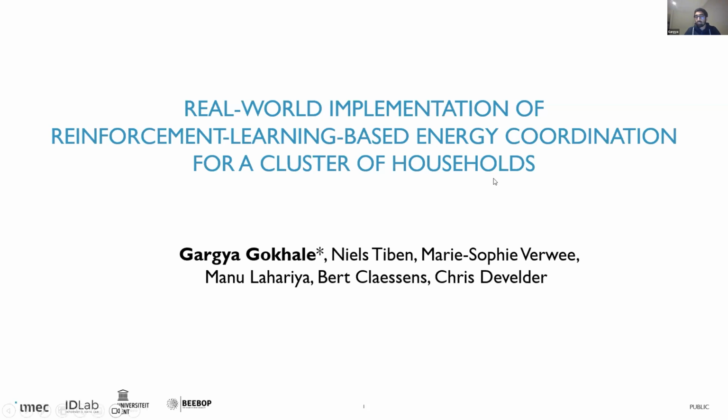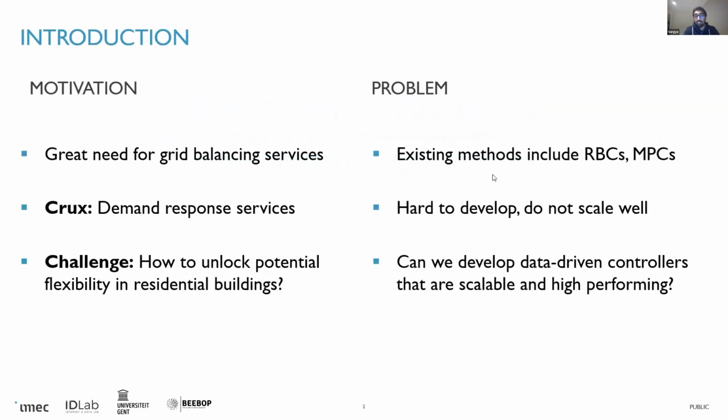Going with the keynote speaker, in this work we did some work on real-world deployment of a reinforcement learning-based control strategy over a group of residential buildings, and that's what I'm going to present today. To lay the foundations a bit, we want to see more demand response services coming into the picture, more importantly because of the need for balancing services due to a lot of renewables coming into the grid. At least from a group level, the focus of our research is on how to unlock flexibility in buildings, specifically residential buildings, because that seems to be a slightly underserved area.